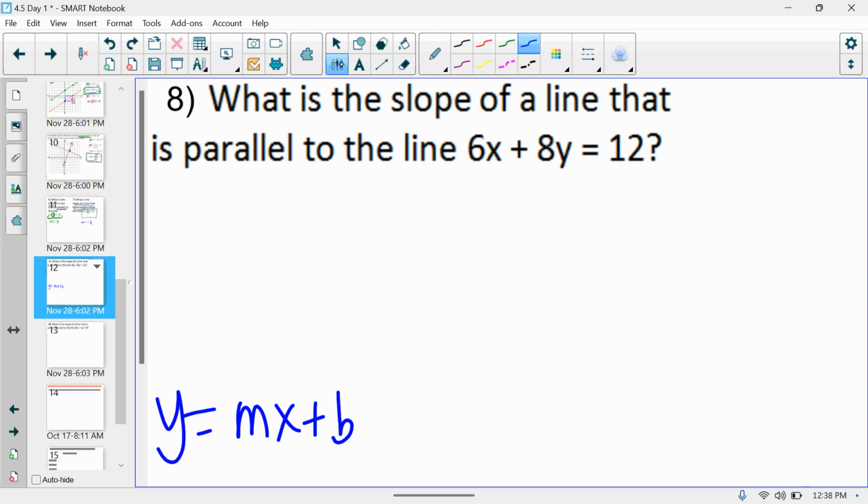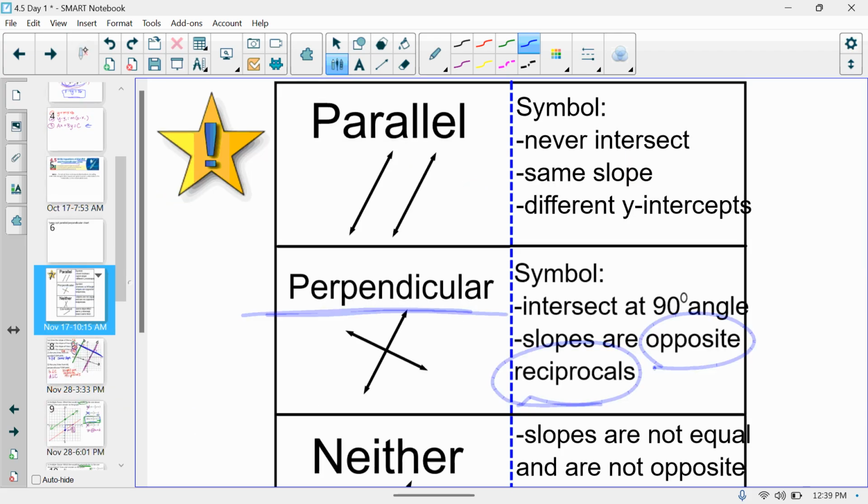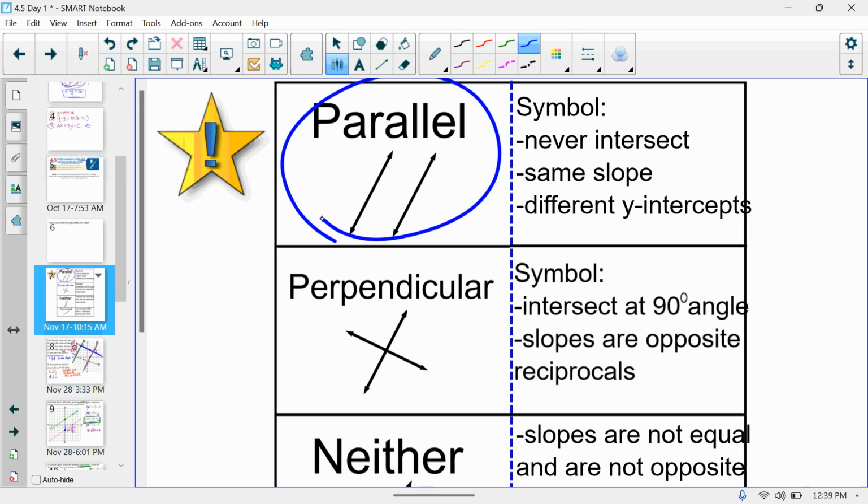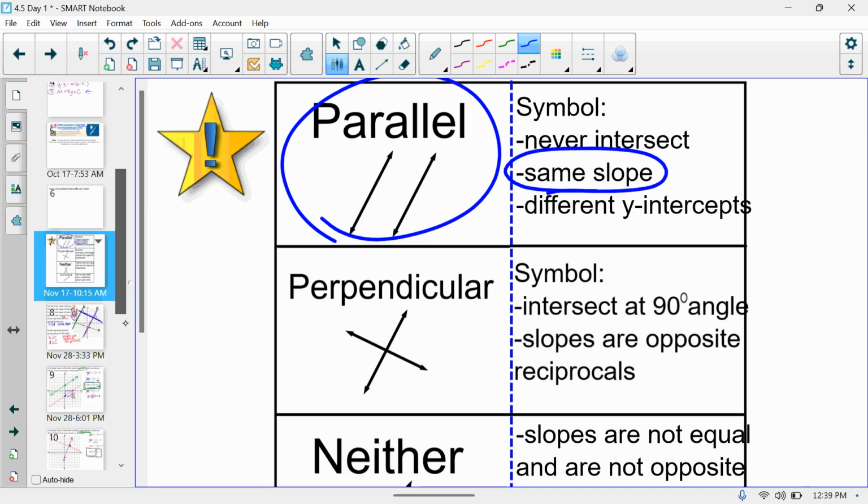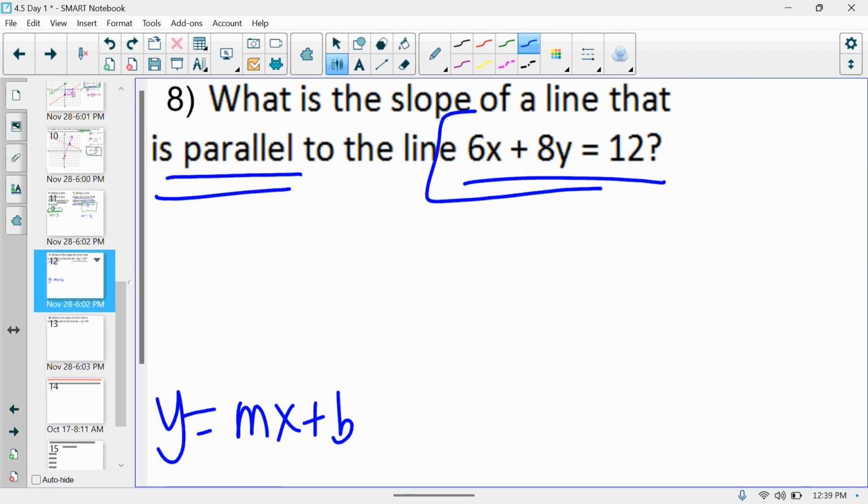What's the slope of a line that's parallel to this line? What makes lines parallel again? Read it to me off your chart. What makes lines parallel? Same slope, yes. We have to start to memorize this, guys. That's why I keep asking you. So we are going to have to know the slope of this line first, though. So we have to get y alone. How will I get y alone? What's the first thing I'm going to do here to try and get y alone? Jackson, what do you think?